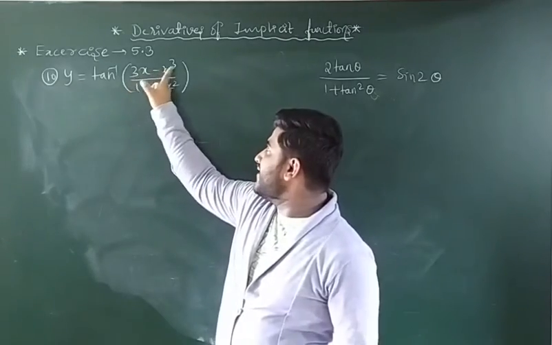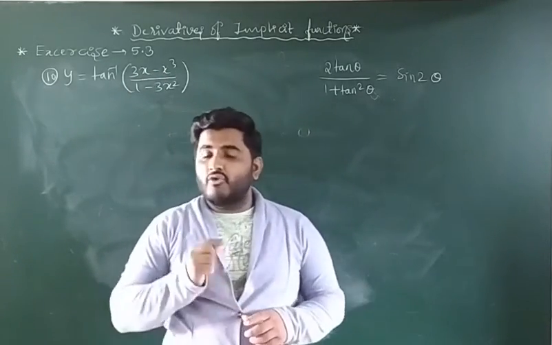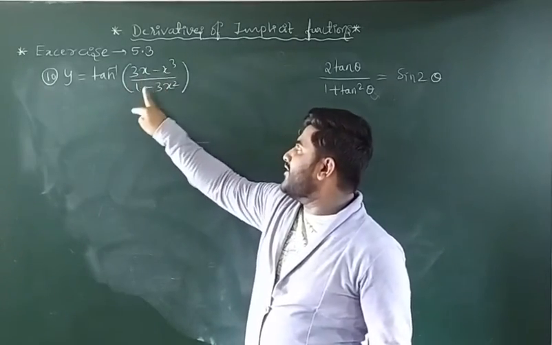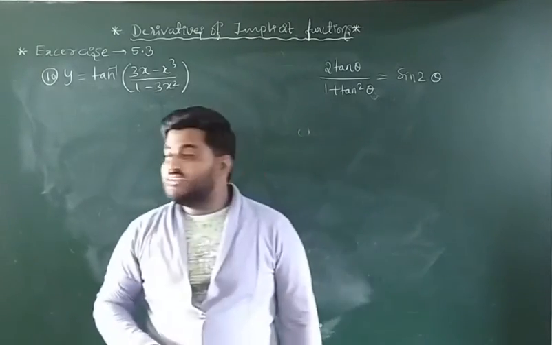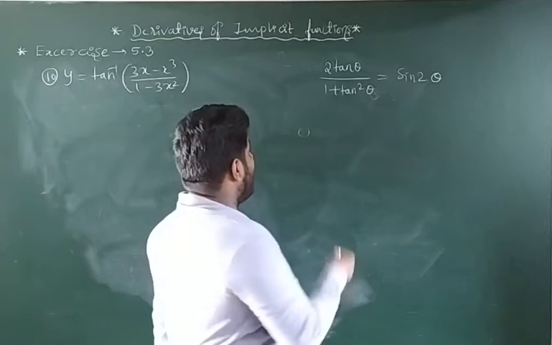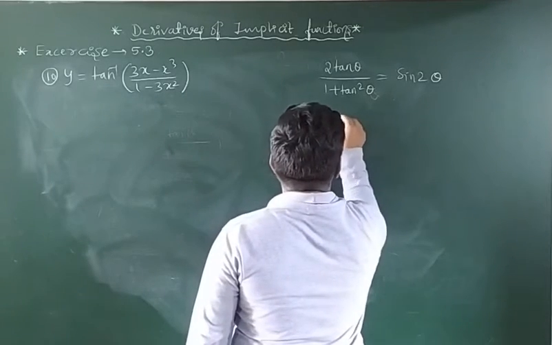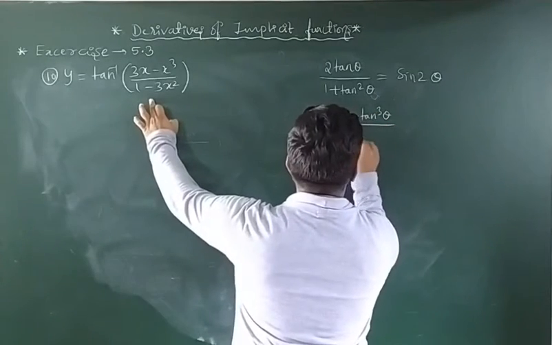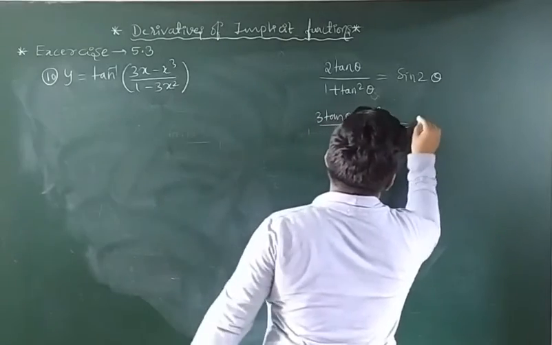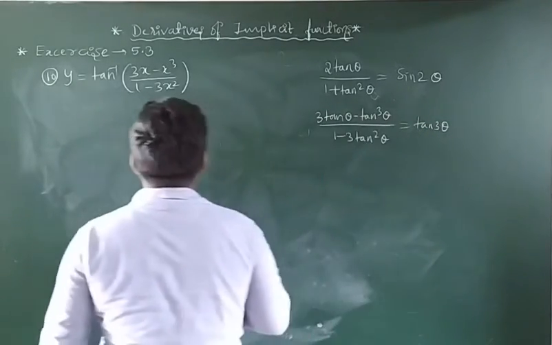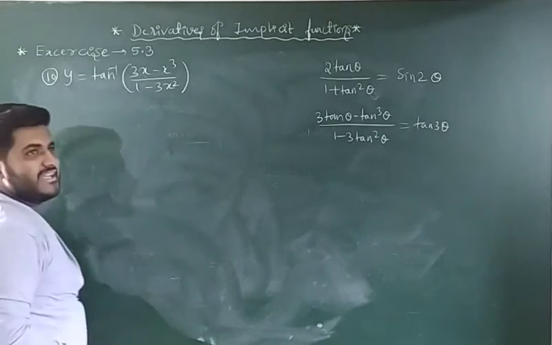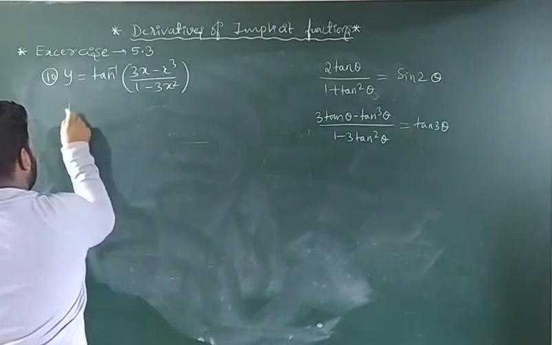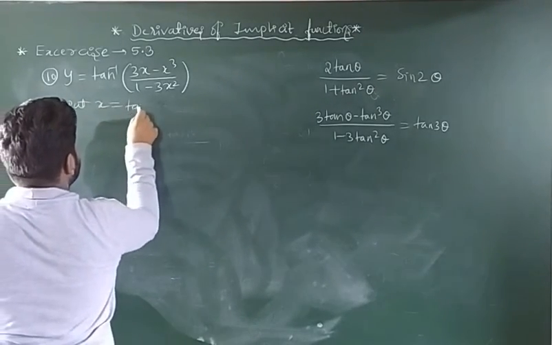Carefully see here, 3x minus x cube divided by 1 minus 3x square: when you put tan theta in place of x, what are we getting, guys? 3 tan theta minus tan cube theta divided by 1 minus 3 tan square theta. It is nothing but the formula for tan 3 theta. So tan inverse easily gets cancelled. We are left with 3 theta and we can easily find the derivative of that. So put x equal to tan theta.